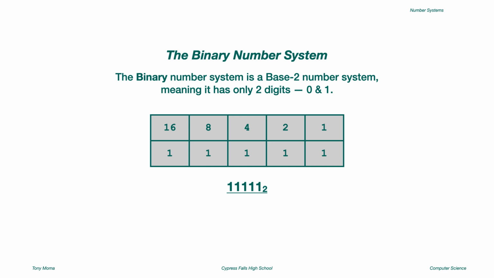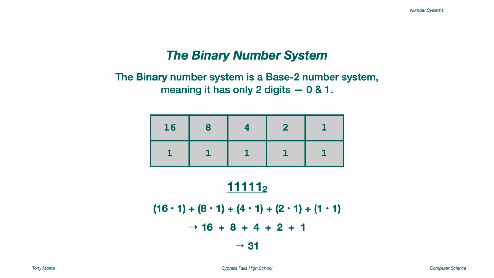Then, to convert it to decimal, we're going to multiply the top row by the bottom row, then add up each column. When we do that, we get 16 times 1, plus 8 times 1, plus 4 times 1, plus 2 times 1, plus 1, which simplifies to 16, plus 8, plus 4, plus 2, plus 1, which simplifies to 31.